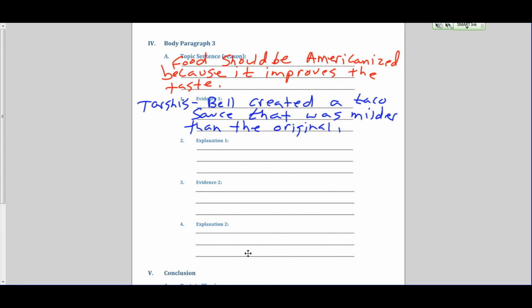I need to explain this, and I'm going to explain it by talking about how most people that go to an authentic Mexican restaurant often order the mild sauce, which introduces us or allows us to eat Mexican food.